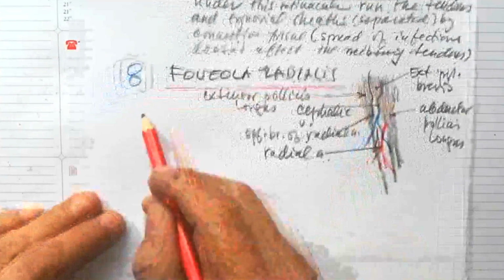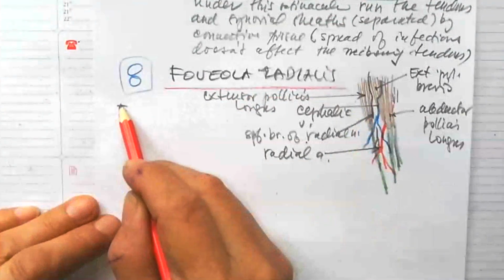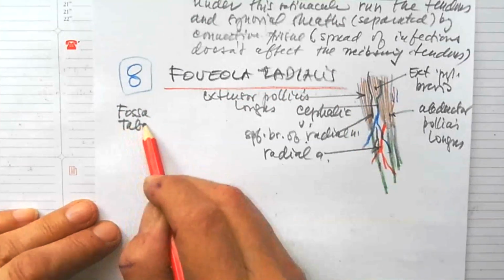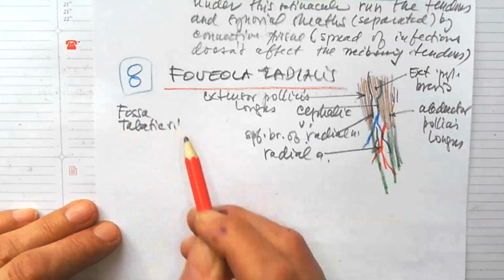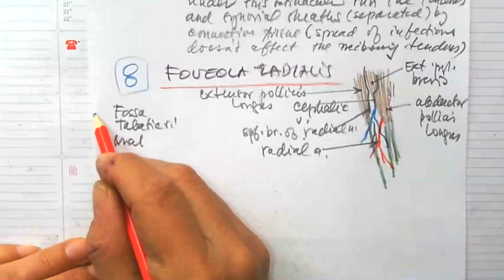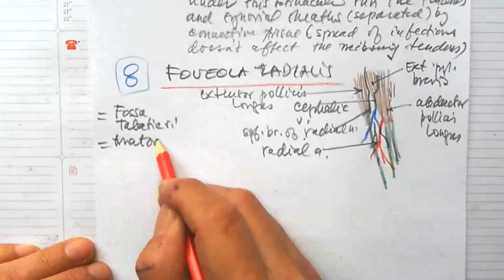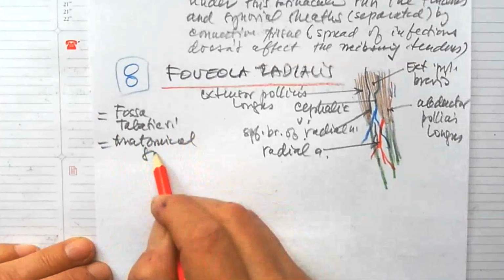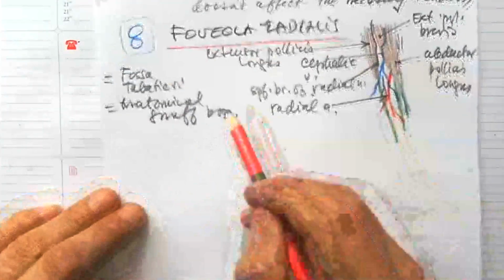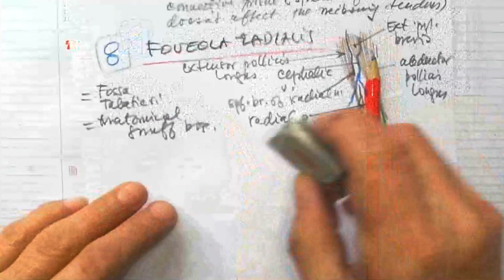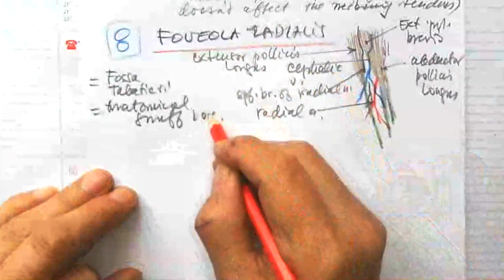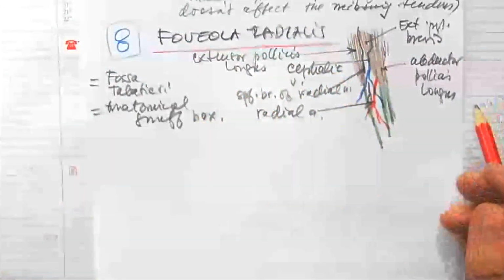That's it. It's well known in surgical terminology as the fossa tabatière, or the anatomical snuffbox. Fine. Sorry, I must have better handwriting toward the end; it must be standard writing. Sufficient.